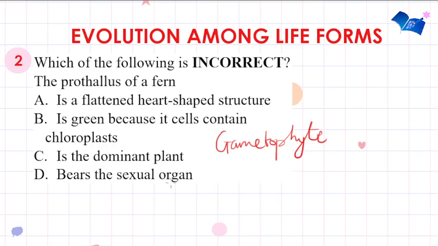So we have between A and C. Now if you know the structure of the prothallus of a fern, it is usually a heart-shaped structure. Therefore you can see that the incorrect part is that it is the dominant plant. The dominant plant of a fern is the sporophyte and not the gametophyte. So we can see the answer is C.